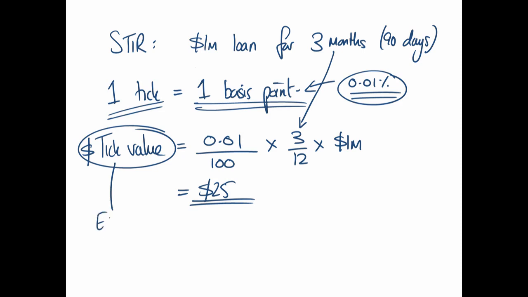That's what a tick value is. It's the economic impact of a 1 tick move, a 1 basis point move. So every time the interest rate priced into a stir moves by 1 basis point, $25 is made by the long or lost by the short, depending on which way interest rates have moved.